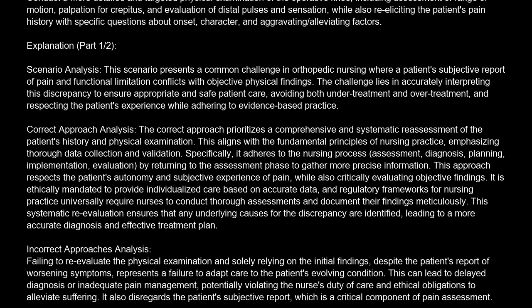Failing to reevaluate the physical examination and solely relying on the initial findings, despite the patient's report of worsening symptoms, represents a failure to adapt care to the patient's evolving condition. This can lead to delayed diagnosis or inadequate pain management, potentially violating the nurse's duty of care and ethical obligations to alleviate suffering. It also disregards the patient's subjective report, which is a critical component of pain assessment.